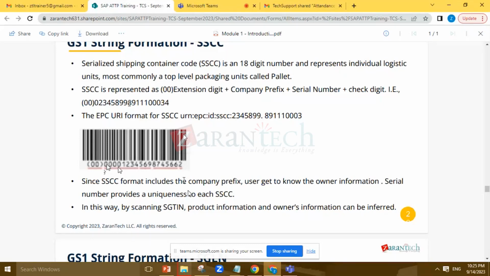Now SSCC has this 00 format, and it also has a format called EPC URI. For now I will not explain this, except that this is the format which makes this number. It has two sections: the company prefix and the serial number. That's it. SSCC includes the company prefix, so yes, you will know which manufacturer is involved.